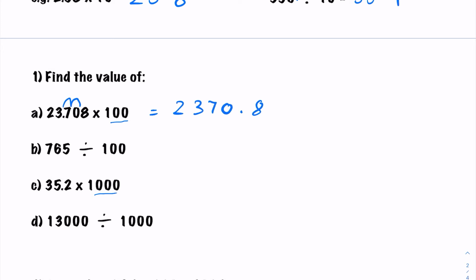2370.8. And divided by 100, exactly the same, but just the other way. So the decimal point was here, it's just going to move 2 steps to the left. So you get 7.65.